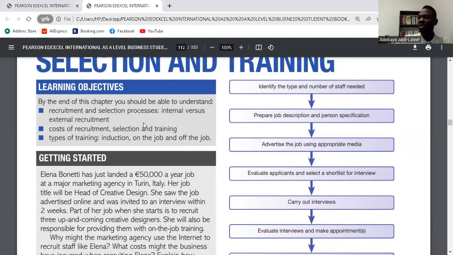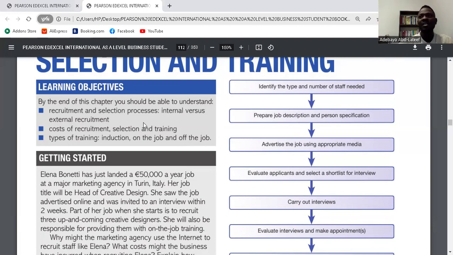We need 5 workers. We need 2 accountants. We need 2 business or sales persons, or we need 1 logistics person. So we identify that there's a vacant position, which has to be filled by certain individuals. That's the first thing. Then prepare the job description and person specification. The person that is going to take up this position, what is his or her role? What is his or her responsibility? That is the job description. Then the person specification: what are the requirements needed? What are the skills needed to fill that position, to do that task? What are the qualifications and skills needed?